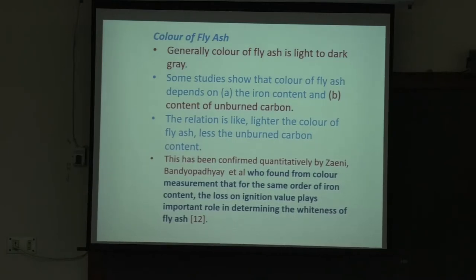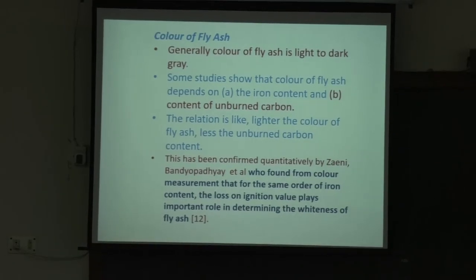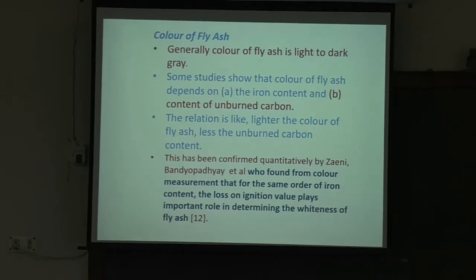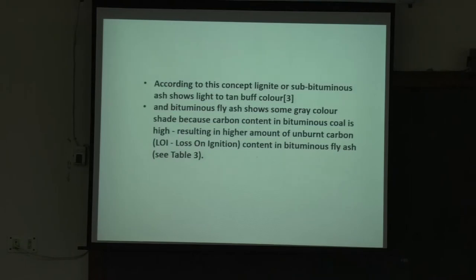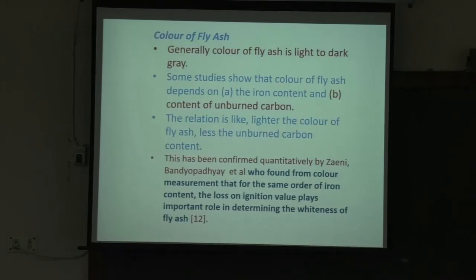So depending on that, but again, everything has advantage. If you would like to have more electrical properties, go for the one which is high LOI. LOI is loss on ignition. Okay? The relation is like, lighter the color of fly ash, less is the unbound carbon content. So if you look at it, the lighter is the color, you know that it has lesser carbon. We found from color measurement that for the same order of iron content, the loss on ignition value plays an important role in determining the whiteness of fly ash.